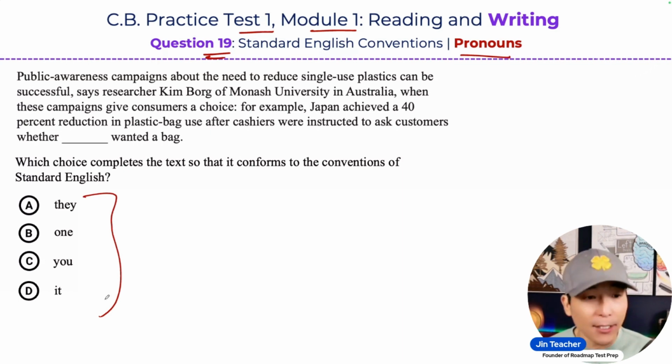So if we take a look at the answer choices, we know we're being tested on pronouns, right? Because we have pronoun answer choices like they, it, you, and one. These are all certain types of pronouns, okay? So we know we're being tested on pronouns.